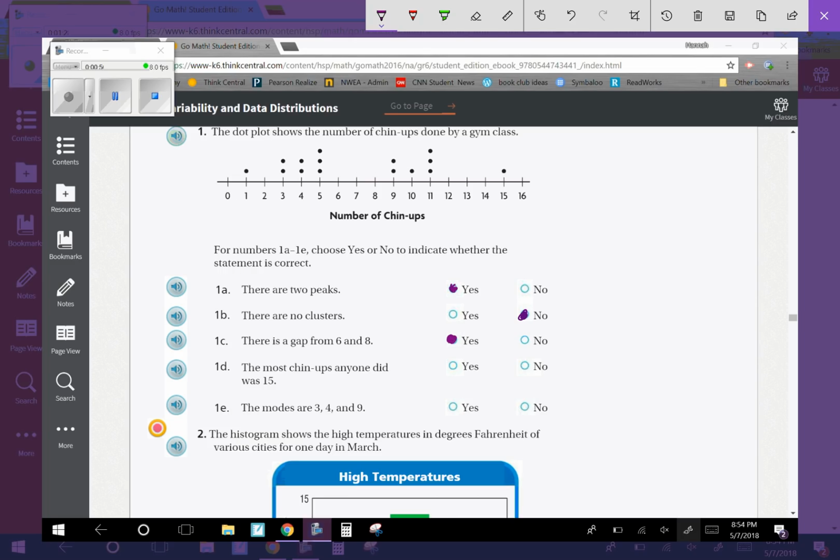The most chin-ups anyone did was 15. There's no more data farther off this dot plot than 15. So that would be a yes, because that is the most anyone did. One person did 15. The modes are 3, 4, and 9. That would not be true because the mode is the most often. So 5 and 11 would be our modes, so it is not 3, 4, or 9.